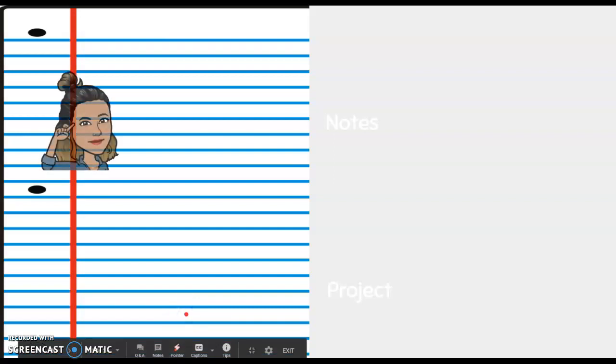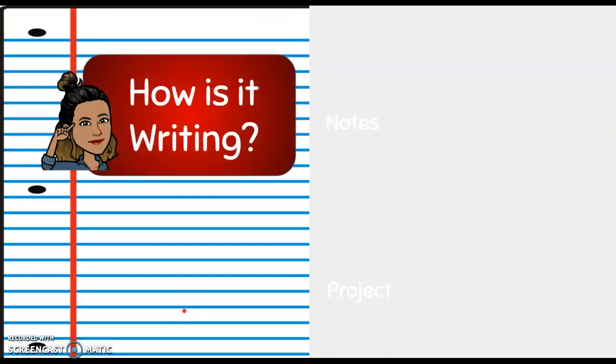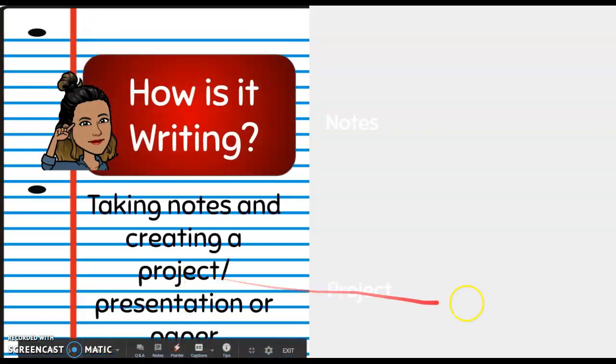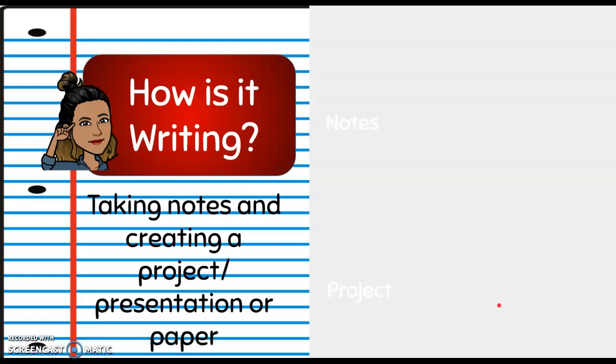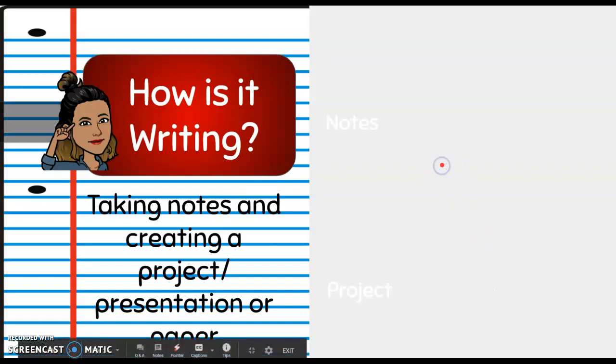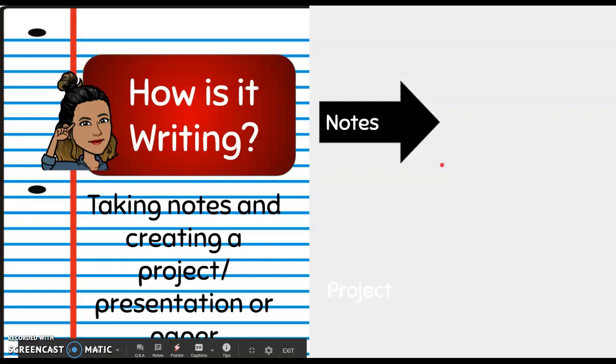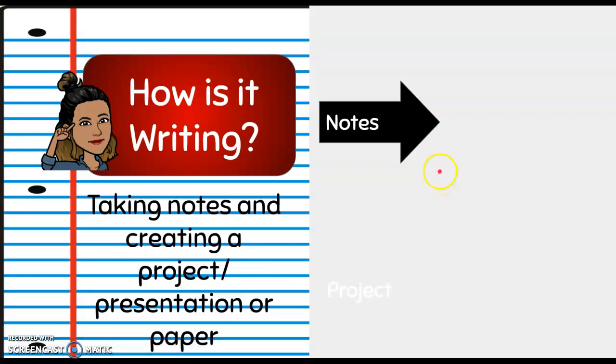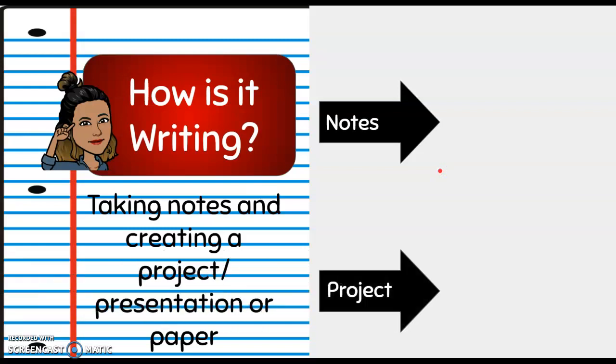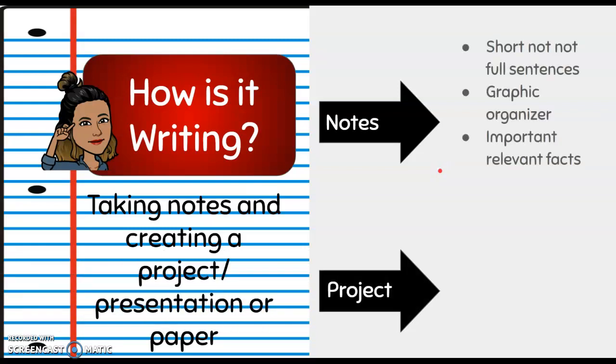Okay. Now you might be asking yourself, okay, I see how it's reading, but Miss Boyce, how is it writing? Let's think about that. Research is writing because you have to take notes. That's one thing you have to do. And you also have to create a project, presentation, or a paper, okay? What is taking notes? Let's talk about the two things you have to do. You have to take notes and you have to create your project, okay? So when you take notes, you're gonna take short notes, not full sentences, okay?